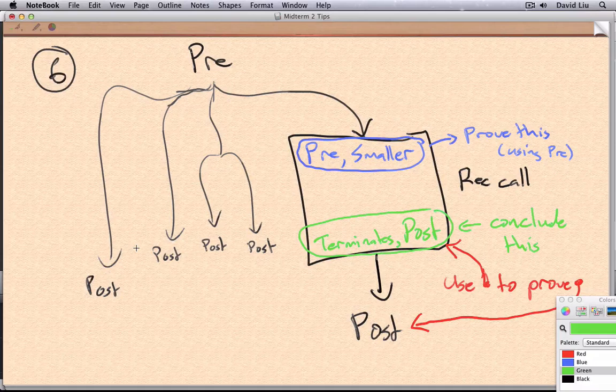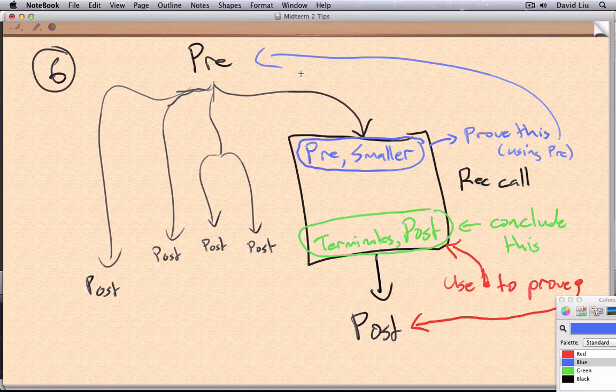So if the black box is the recursive call, you need to prove that the input to the recursive call satisfies the precondition of the function and is a smaller input than the original. And then once you've proven these two things, probably using the original precondition, then you can conclude that the recursive call terminates and that you know exactly what it does because it satisfies the post condition.